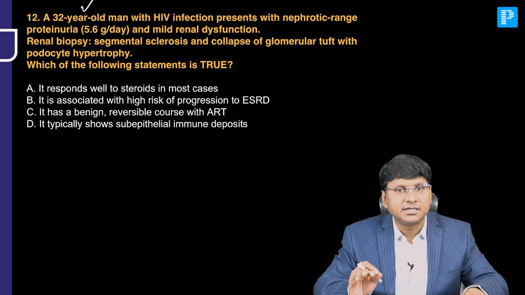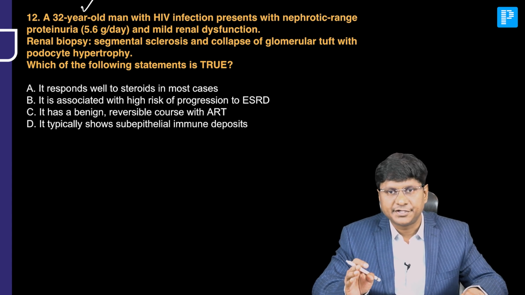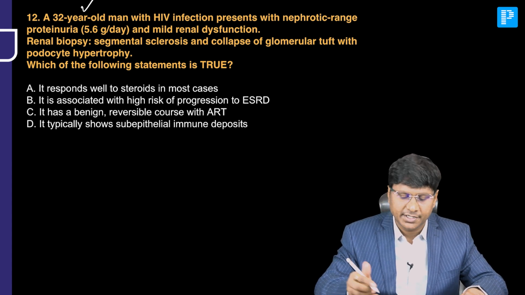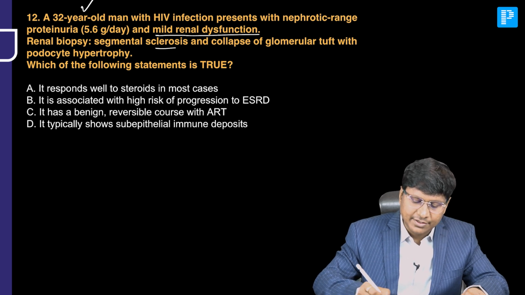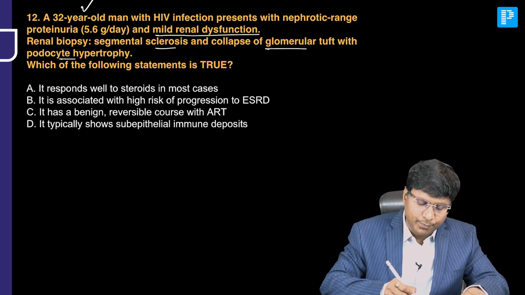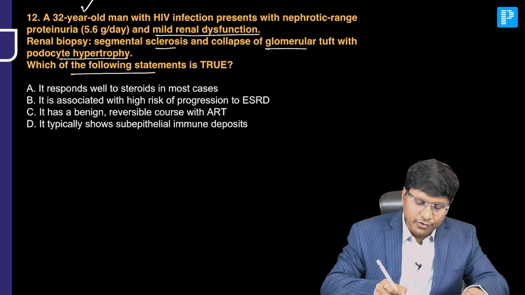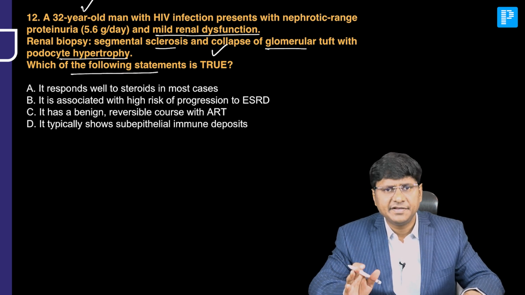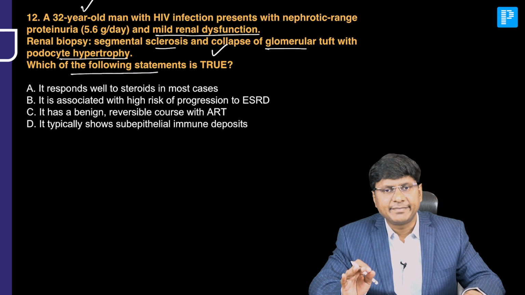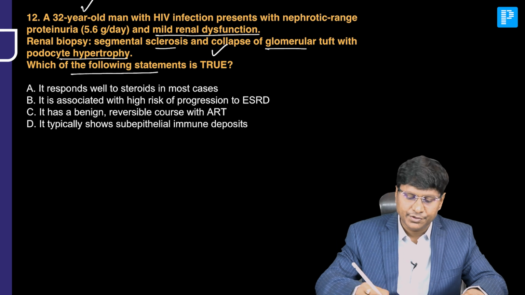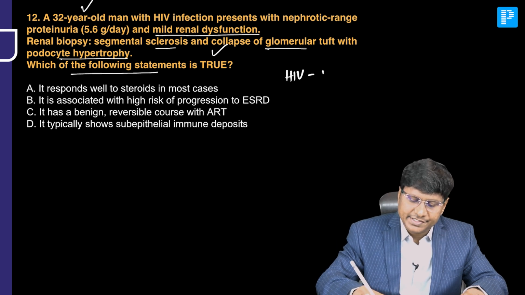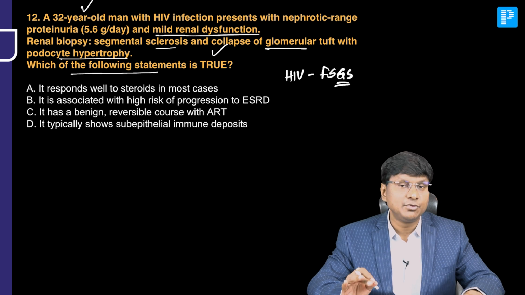We have a 32-year-old man with HIV infection presenting with nephrotic range proteinuria, and there is mild renal dysfunction. Renal biopsy shows segmental sclerosis and collapse of the glomerular tuft with podocyte hypertrophy. Which of the following statements is true? So HIV infection, and there is segmental sclerosis and collapse of the glomerular tuft, and there is podocyte hypertrophy. And proteinuria is nephrotic range proteinuria. So HIV causes focal segmental glomerulosclerosis. That will be the renal abnormality in HIV.